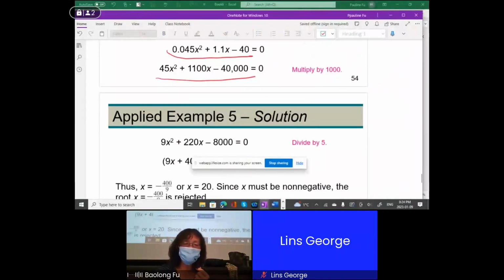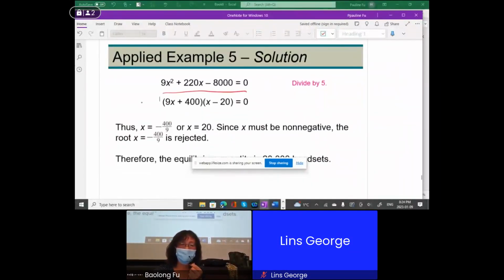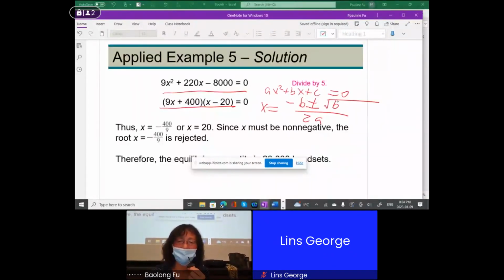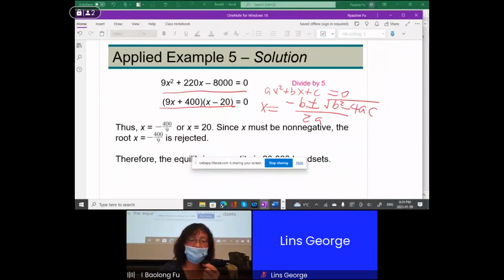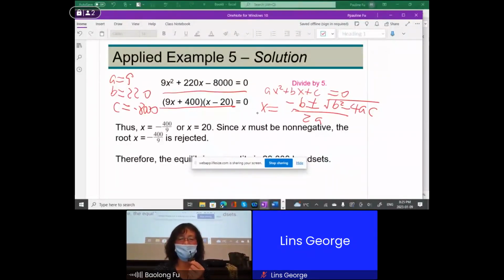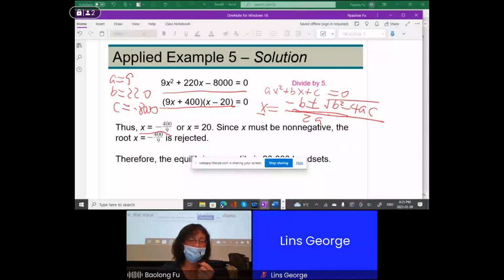Okay, and continue simplifying, divide by 5, and you get this one. Then you factor it, or you can use the formula. Now let's practice the formula. For ax squared plus bx plus c equal to 0, x equals this formula. In this case, a equals 9, b equals 220, c equals negative 8,000. Plug a, b, c into the formula and you get two solutions. One is x equals negative 400 over 9. The other is x equals 20.